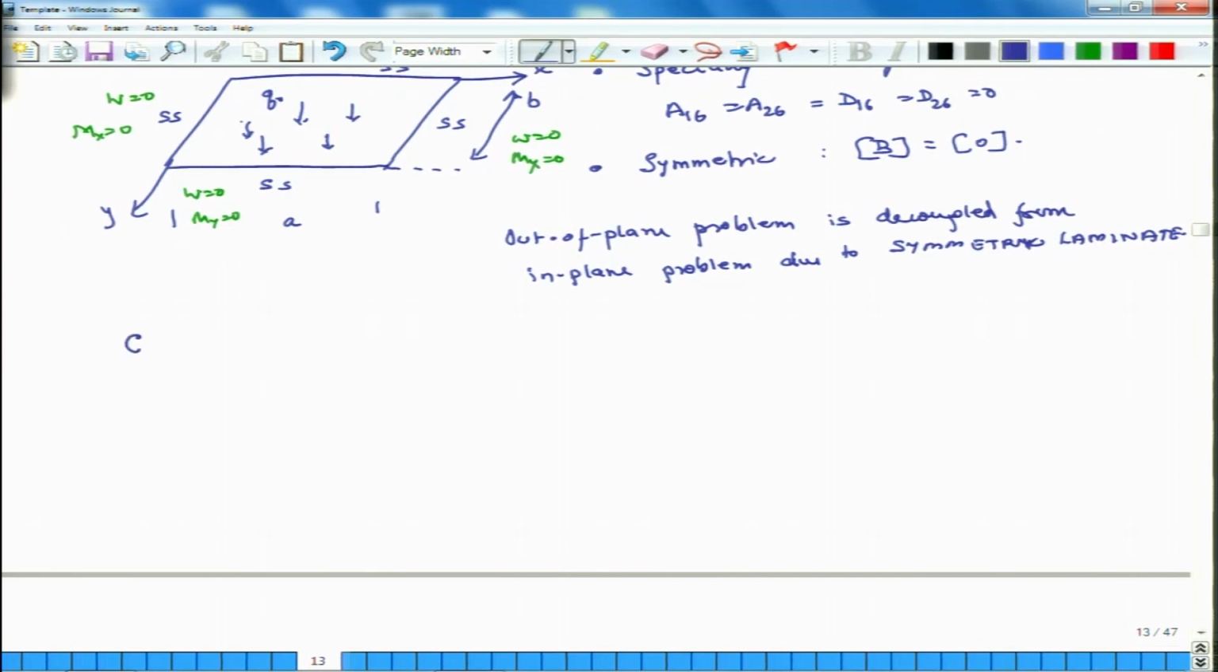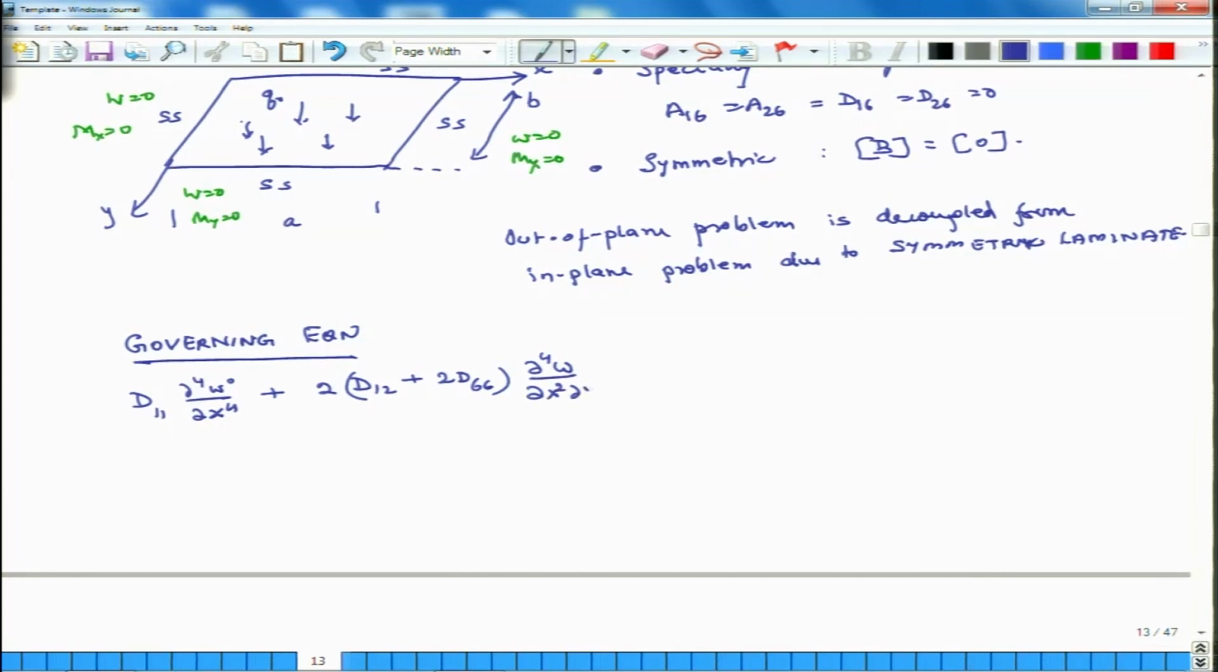So, now let us look at the governing equation. So, the governing equation for this we have shown in terms of W is this expression. and this is Q naught, because it's uniformly distributed, so it is Q naught.